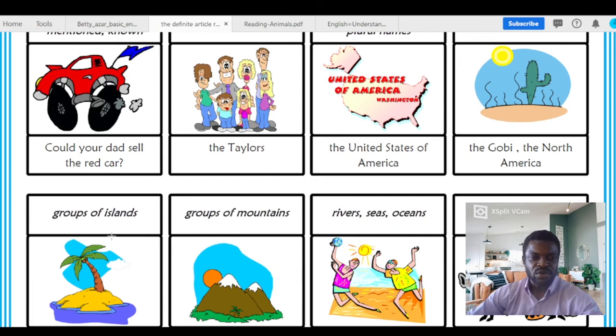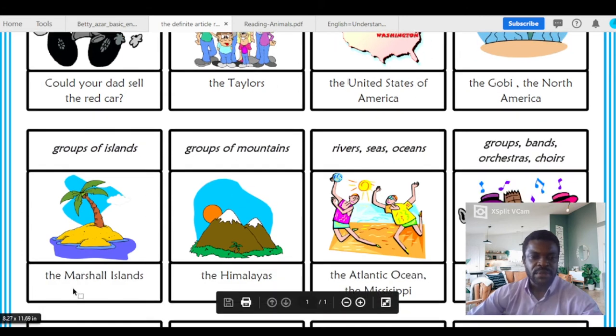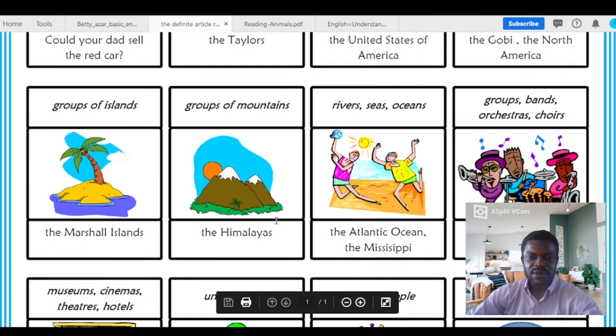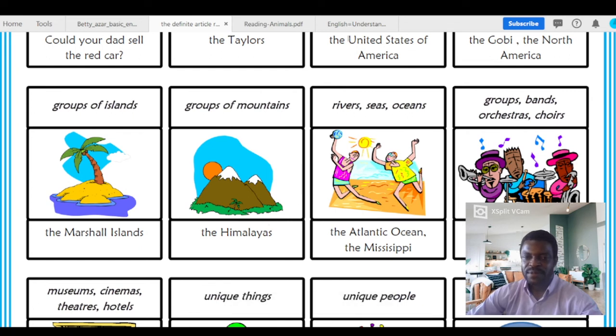Here we've got a group of islands, like the Marshall Islands. We have the Himalayas, a group of mountains, we call them the Himalayas. Yeah, we've got the Atlantic Ocean, the Mississippi. So we use it with rivers, seas, and oceans: the Atlantic Ocean, the Mississippi River, the River Nile, the Zimbabwe River.